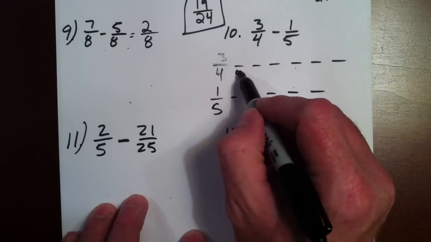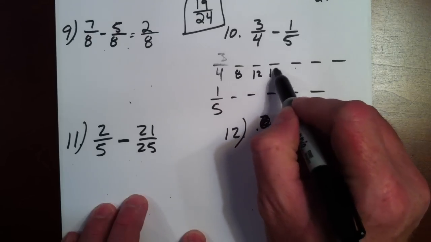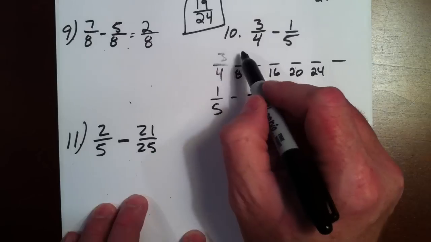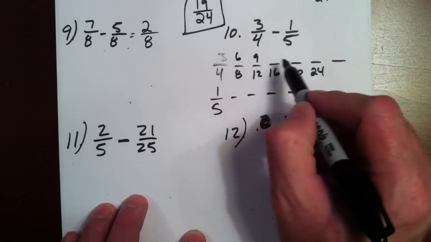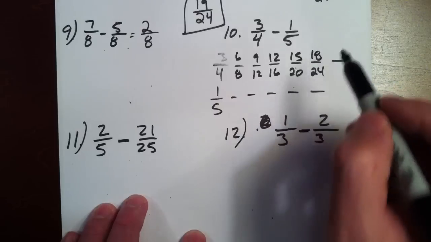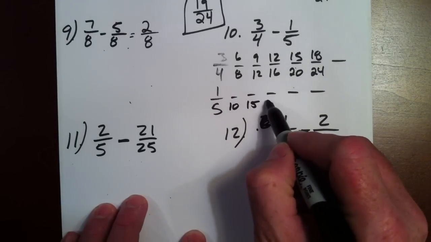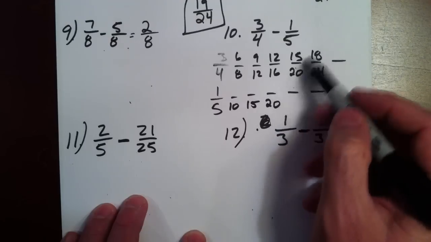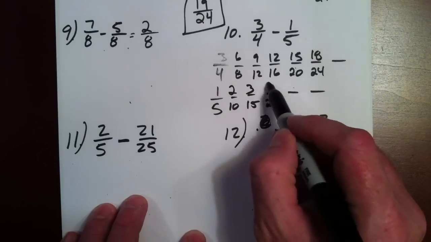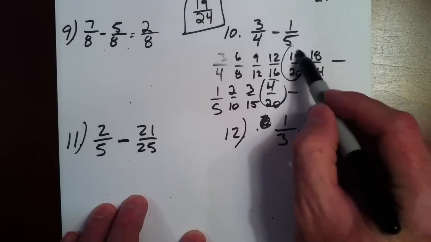Let's do multiples of 4. Let's say 8, 12, 16, 20, and 24. And let's go ahead and do 3. We have 3, 6, 9, 12, 15, 18. Multiples of 5: 5, 10, 15, 20. Oh, and I found one right there. Let's go ahead and do multiples of 1, though, because we have to do that. 2, 3, and 4. And so we can circle these right here.